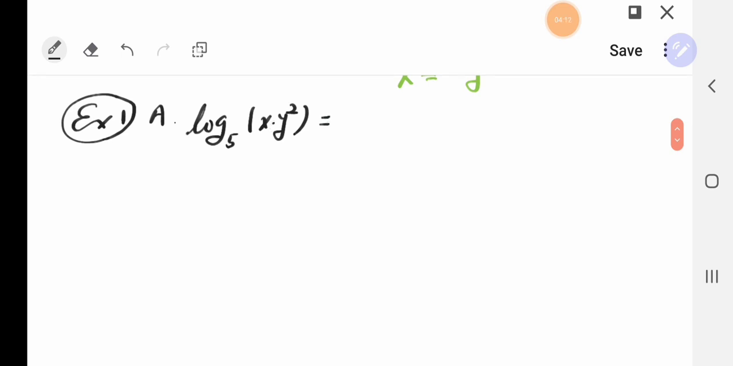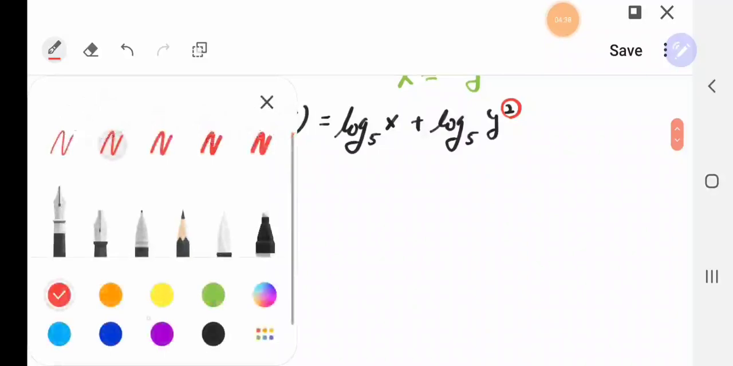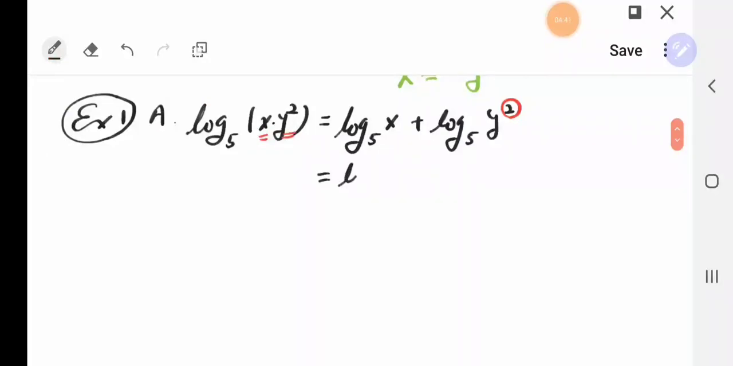Okay, x times y squared is a product. So once we separate these factors, it will become an addition. So logarithm base 5 of x plus logarithm base 5 of y squared, because in this product there are two factors, x and y squared. And for the second term, this is an exponent, so we can move this exponent to the front. So this is equal to logarithm base 5 of x plus 2 times logarithm base 5 of y.